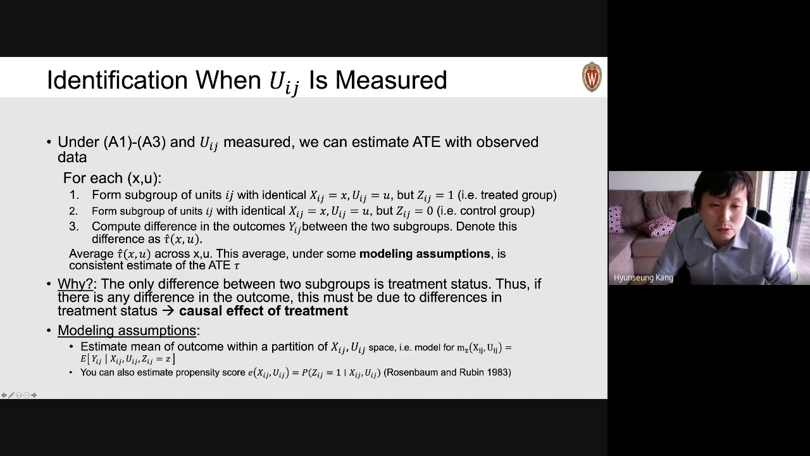Now, some modeling assumptions here. Obviously, if x is continuous and u is continuous, you can't really for loop over a continuous variable. That's where all these modeling assumptions come in. You need a modeling assumption for how to partition the x and u space so that you can estimate the mean of the outcome within that partition. This is typically written as a model of the outcome given x and u, as some conditional mean like this. You can also incorporate a propensity score model to construct what are known as doubly robust estimators. I'll talk about this in three slides.